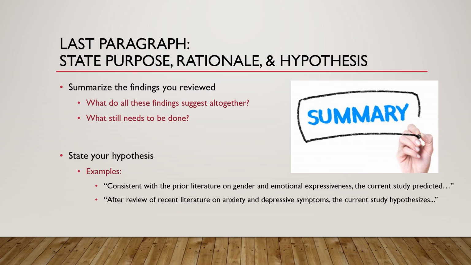So you might have a hypothesis that says, consistent with the prior literature on gender and emotional expressiveness, the current study predicted something, and you would state there what the hypothesis is. Or after review of recent literature on anxiety and depressive symptoms, the current study hypothesizes... Here you'll see that you have the words predicted and hypothesizes. Those are clear indicators that you are about to state your hypothesis, and this is something we'll also be looking for. It should be very clear when you state your hypothesis, your question.